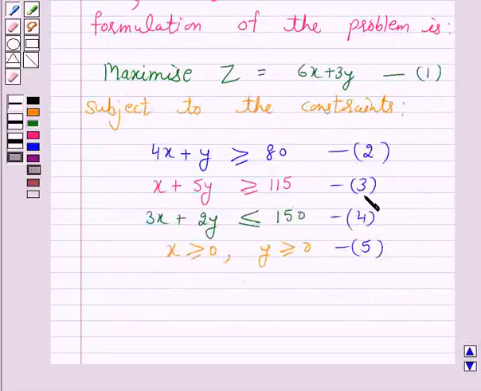satisfies 3. Again, the equation of the line corresponding to the inequality 3x plus 2y less than or equal to 150 is 3x plus 2y is equal to 150. Now, clearly the points (0, 75) and (50, 0) lie on the line 3x plus 2y is equal to 150. So we will plot these points on the same graph and then we will join them.